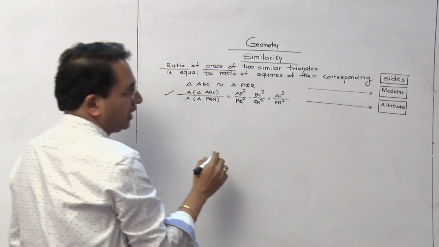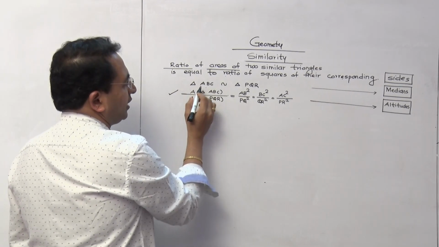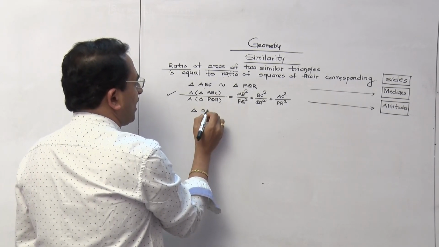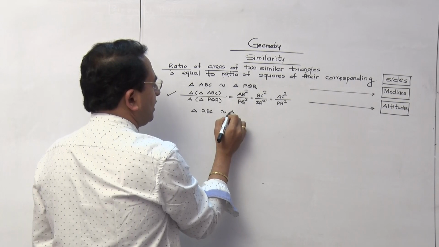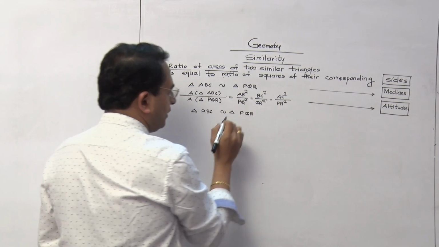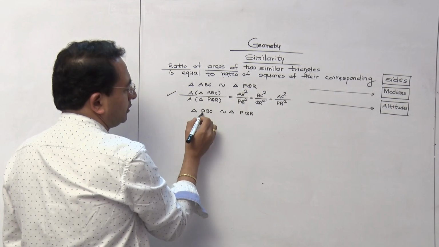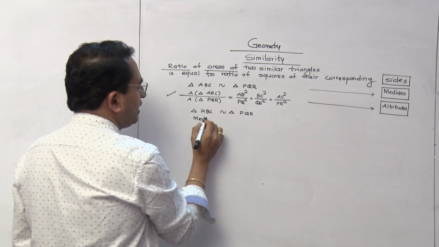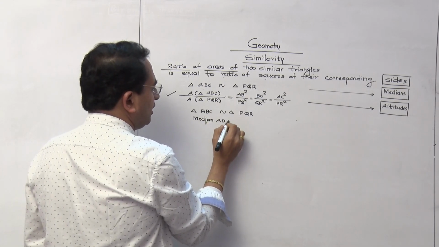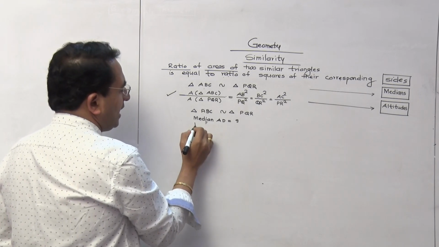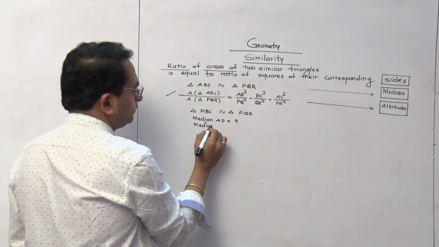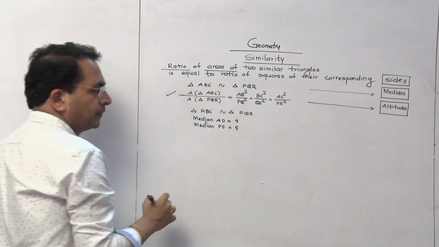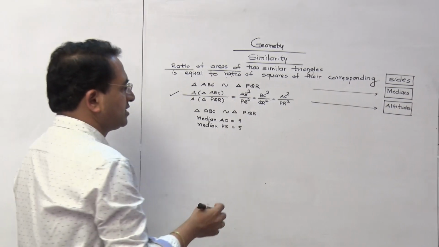You cannot keep this thing for option. For example, if they give you triangle ABC similar to triangle PQR, and the median through A, they can write it like this: median AD has a length 9 and median PS has the length 5. Then what will be the ratio of their areas?